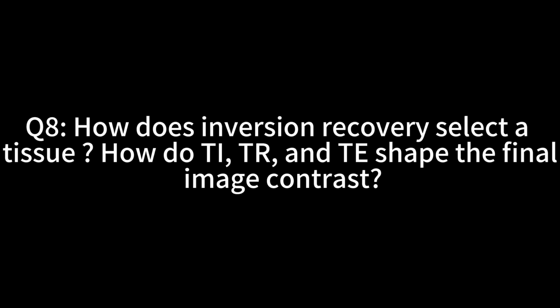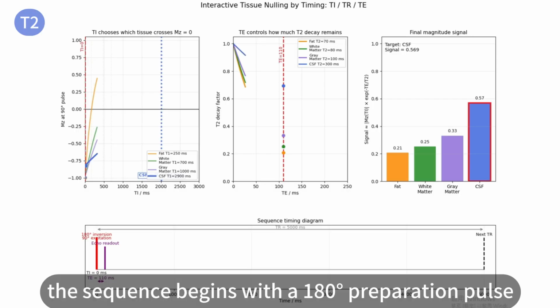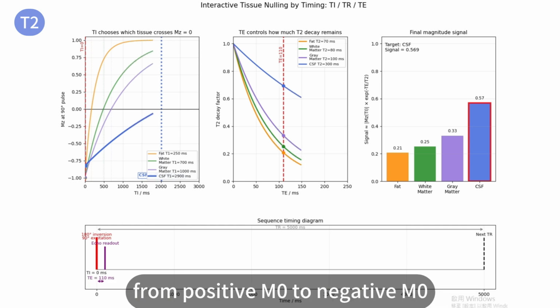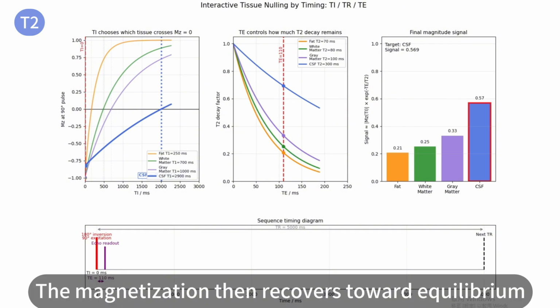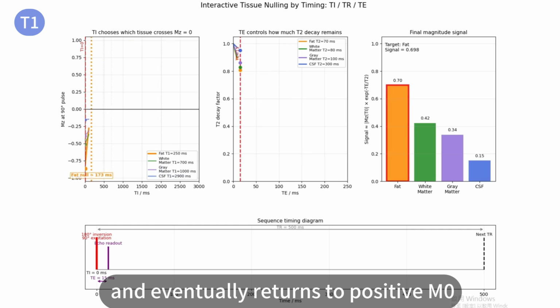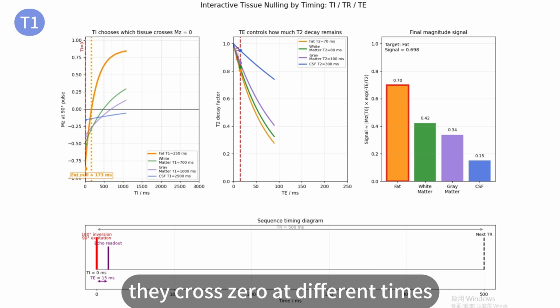Question 8. How does inversion recovery select a tissue, and how do TI, TR, and TE shape the final image contrast? In inversion recovery, the sequence begins with a 180-degree preparation pulse. This flips the longitudinal magnetization from a positive M0 to a negative M0. The magnetization then recovers toward equilibrium, passes through zero, and eventually returns to the positive M0. Because different tissues have different T1 values, they cross zero at different times.